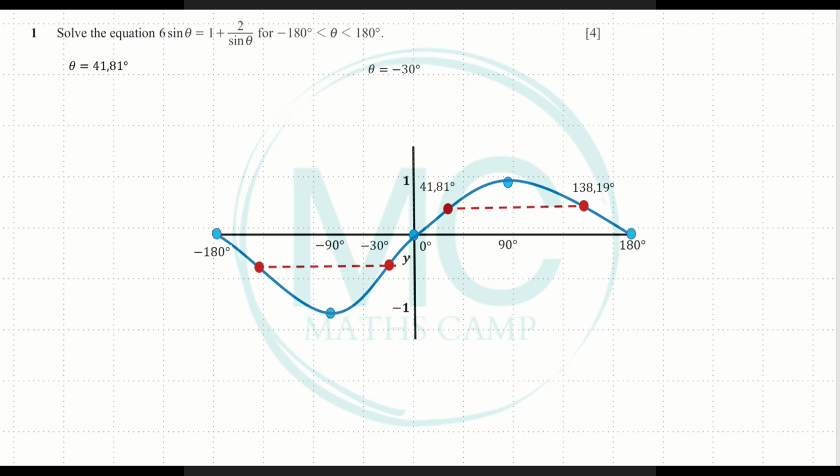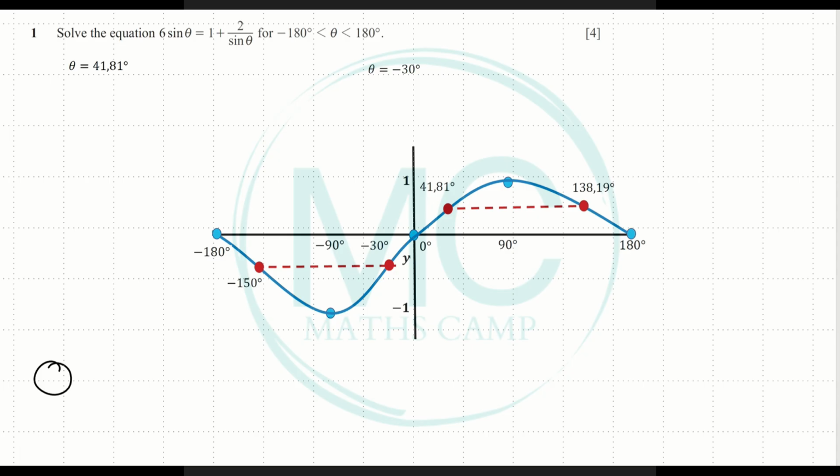Negative 30 degrees lies 30 degrees to the left of the origin, which means this point lies 30 degrees to the right of negative 180. So we can say negative 180 degrees plus 30 is equal to negative 150 degrees. This is the x-coordinate of this point. And now we have 4 values of theta for our answer.